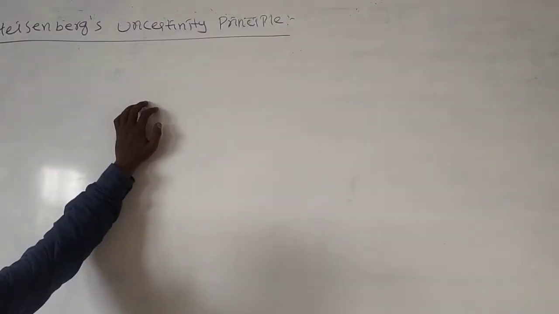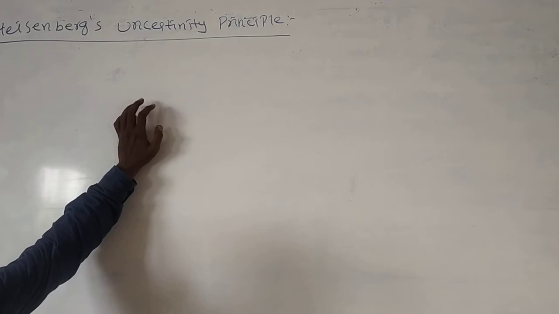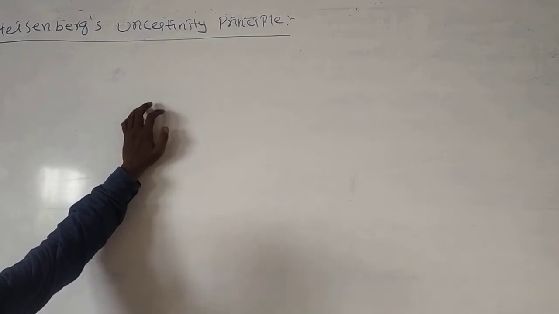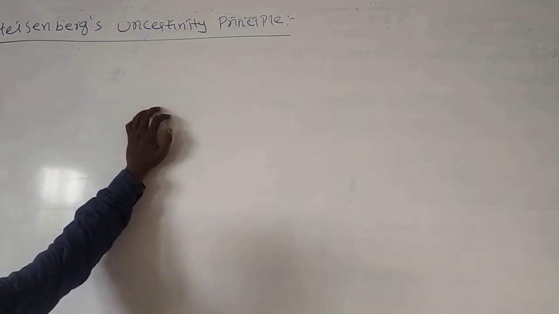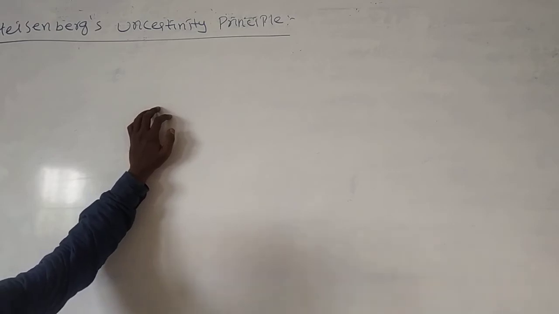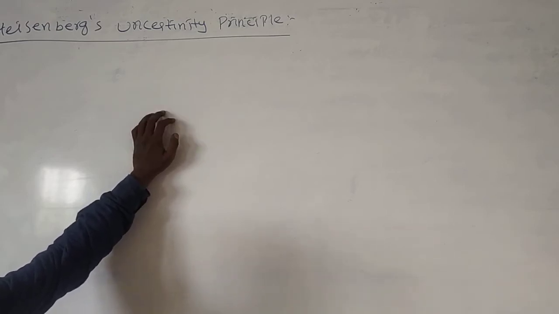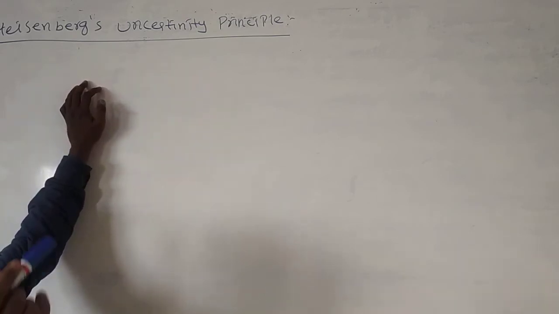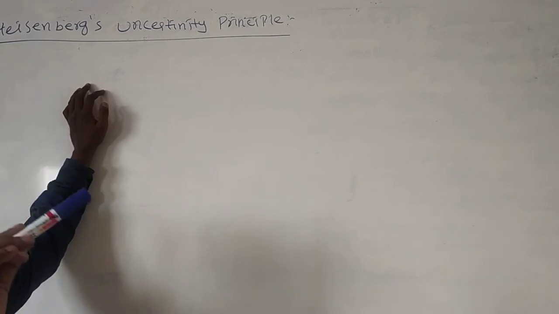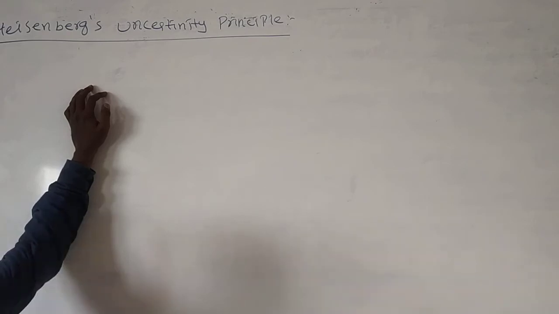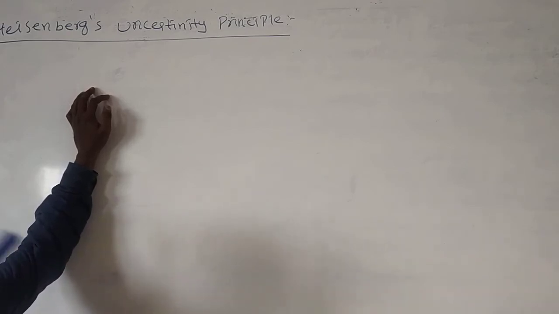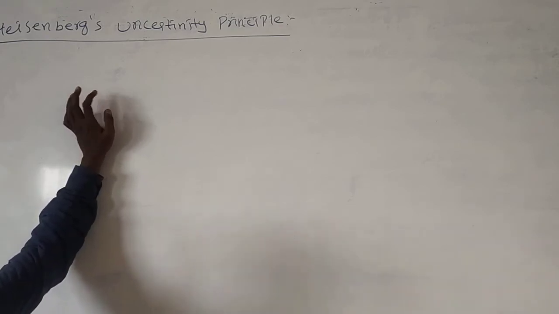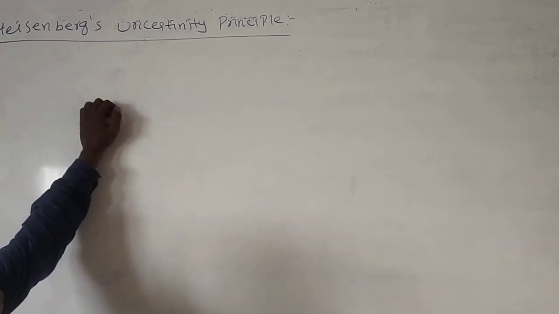That means it is impossible to determine uncertainty in position and uncertainty in momentum simultaneously. That we call the Heisenberg uncertainty principle. We can't determine the position and momentum at a time. It is impossible. We can't determine them simultaneously.